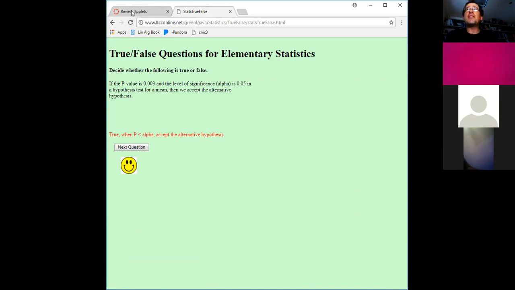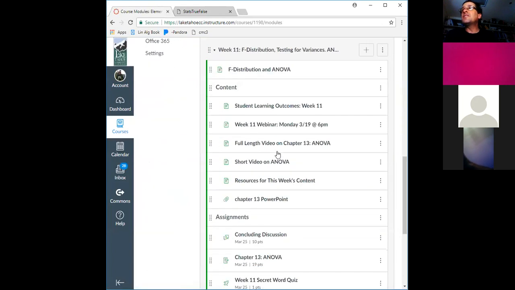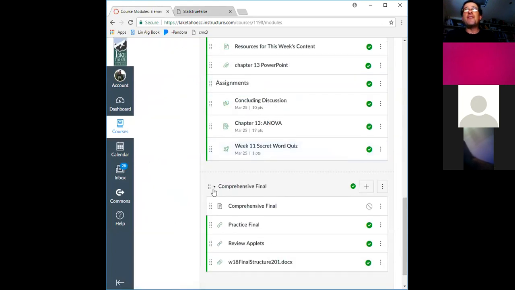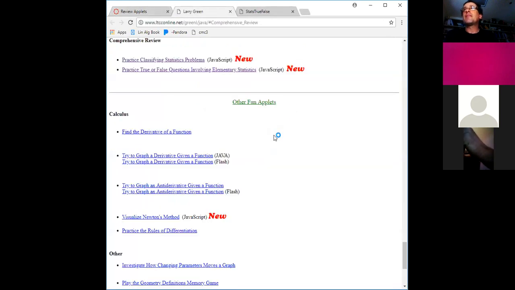Any questions on this? How did you get to the true and false one? Same way. I'll show you from Canvas. If you go to the very bottom and you see comprehensive final, it says review applets. Click on that. Hit review applets again. And then you'll see at the top, you got both. You click whichever one you want to practice that day. Any questions on that? So I wanted to show you some of the ways we can practice.